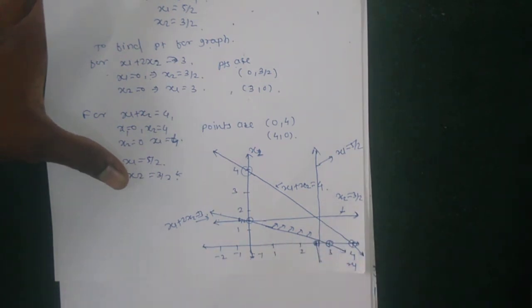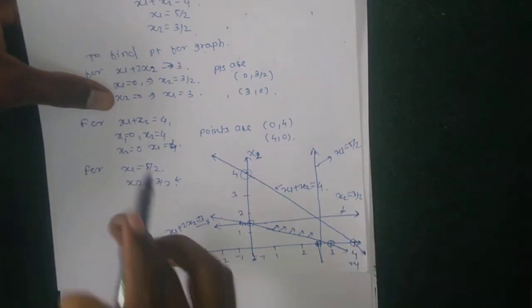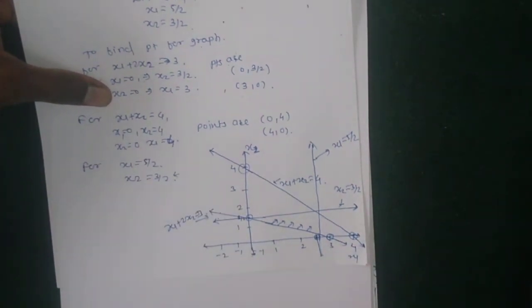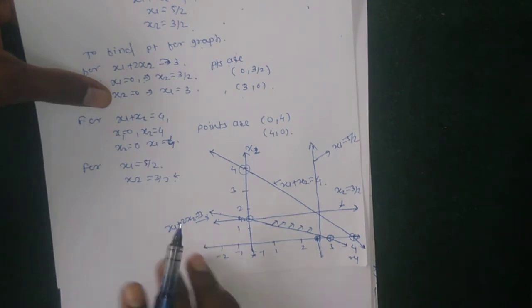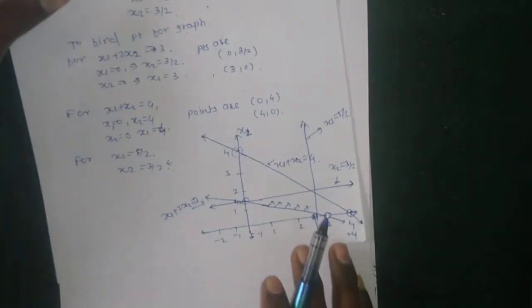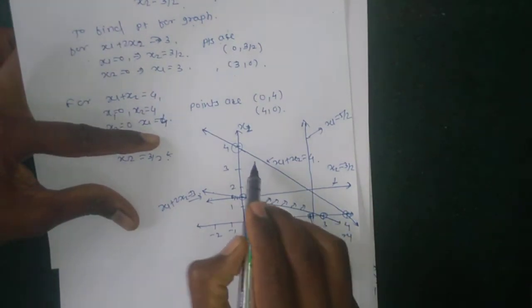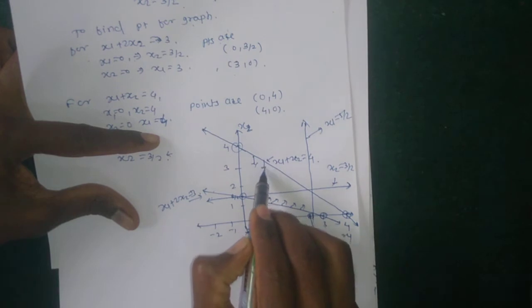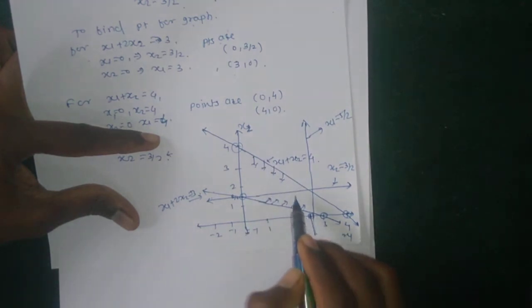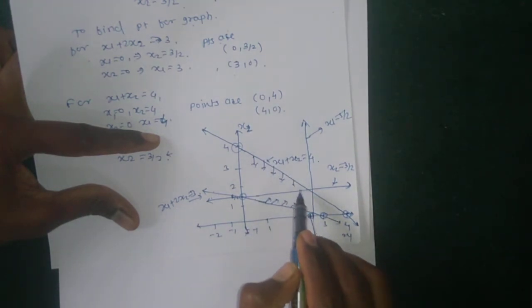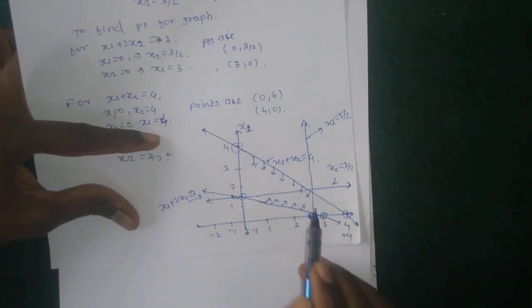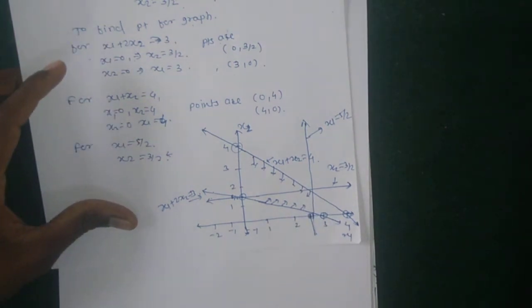Okay, now the second equation, x1 plus x2 is less equal 4. Less equal 4 means their region must be the below side of this line, in this way, the below side of this line.